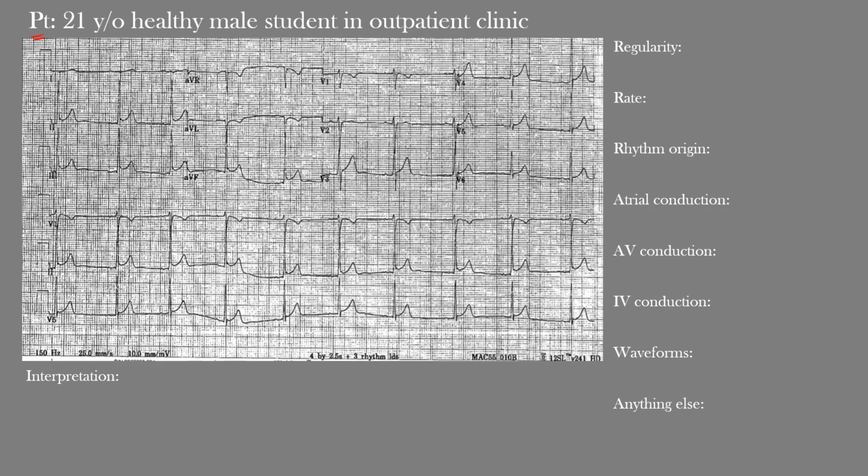Then we'll look at the waveforms. That includes all the waves, the segments, and the intervals. And lastly, we look at, is there anything else? Meaning, is there something that we missed or forgot to mention, okay? And after that, we use all this information to make a final interpretation, okay?